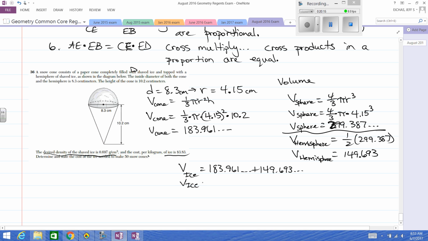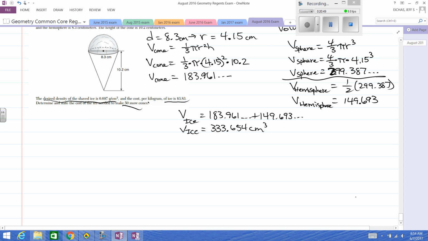So the volume of the ice that we need, where is that? 333.654, and that's centimeters cubed. All right, so that's the first goal. That's going to probably get you 2, maybe 3 points right there. Let's convert that to a cost per snow cone, and then we'll make 50 at the end.